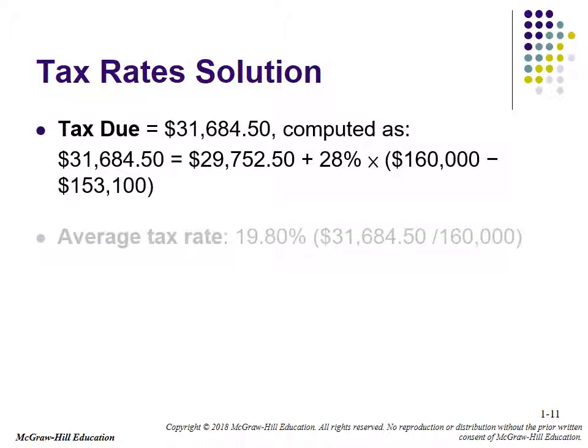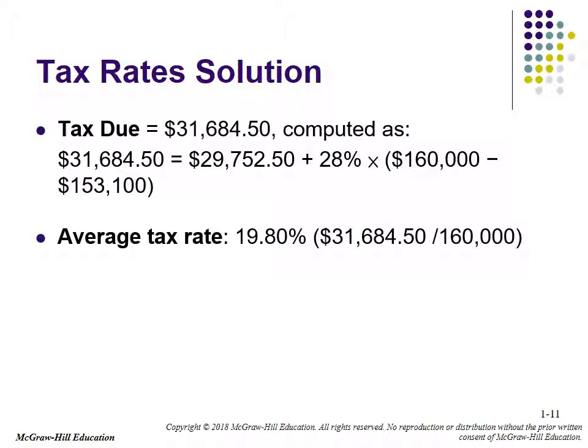Now, how much is their average tax rate? Take the amount of tax they owe, $31,684.50, that we just calculated, and divide it by their taxable income of $160,000. Because their income is taxed at different rates as it increases, and you can see that on page 1-6. The first range of income is up to $18,650. Everybody's income in that range is taxed at 10%.